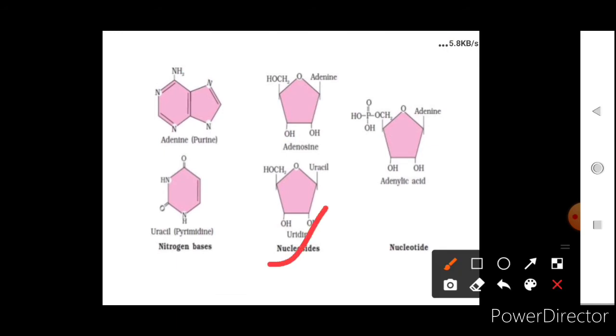Now when the phosphate group is added, as you can see here, this becomes what? This becomes nucleotide. So nucleotide is nothing but nitrogenous base, sugar and phosphate group.